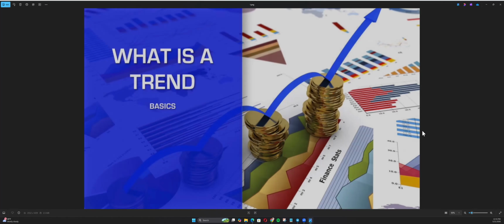So market structure. Now, when you talk about market structure, you're talking about how the market looks. I've done a video on candlesticks, but I've not done a video on chart patterns. So we're going to treat chart patterns, but first of all, let's talk about market structure.